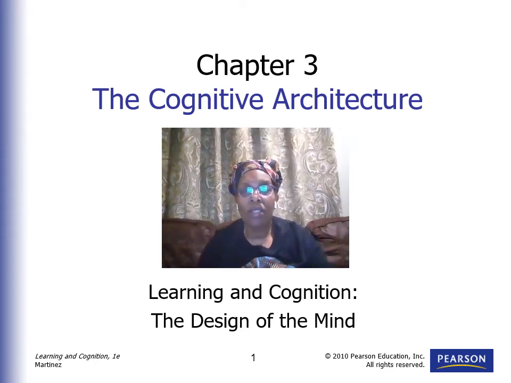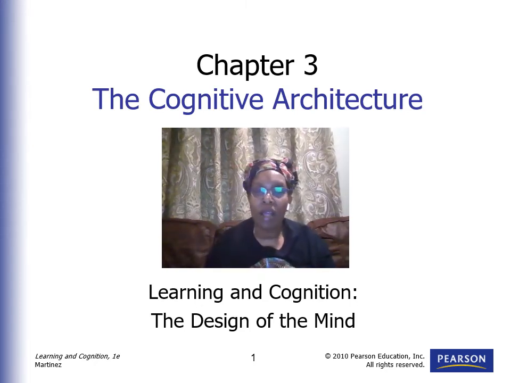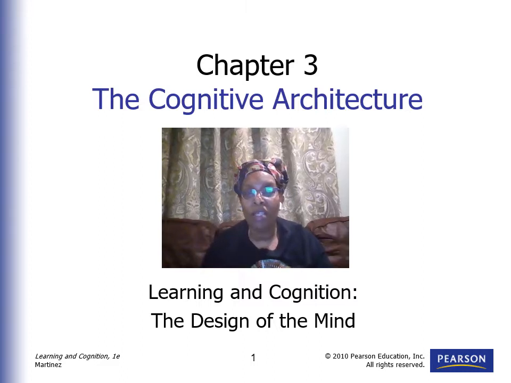All right, so this is chapter 3 of Learning and Cognition, and we'll be going over the cognitive architecture. As we begin to look at the cognitive architecture, we have to acknowledge once again that behaviorism played a huge focal point in the development, or the lack thereof, when we talk about cognition. When we look beyond one's actions, pretty much.